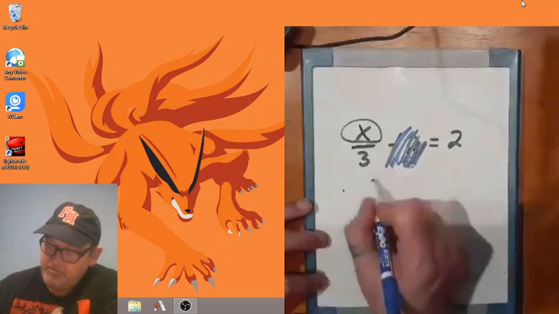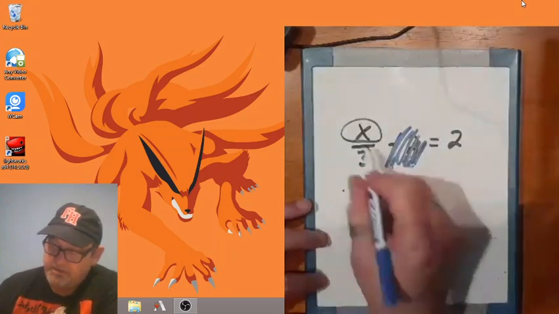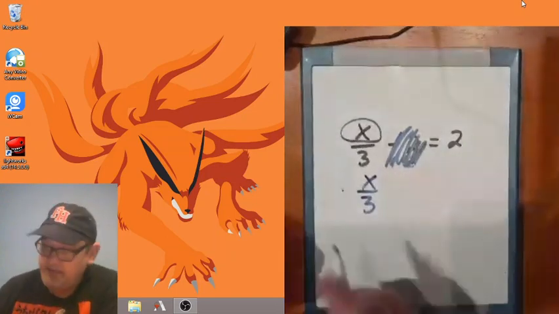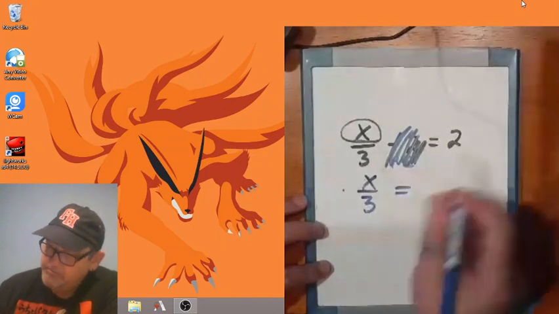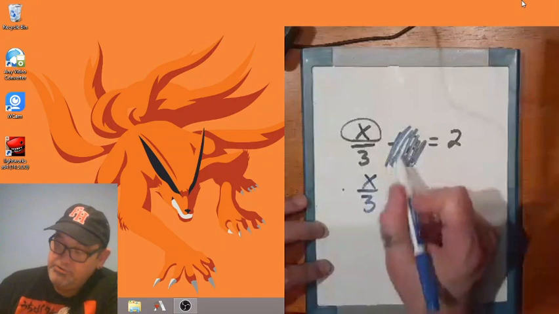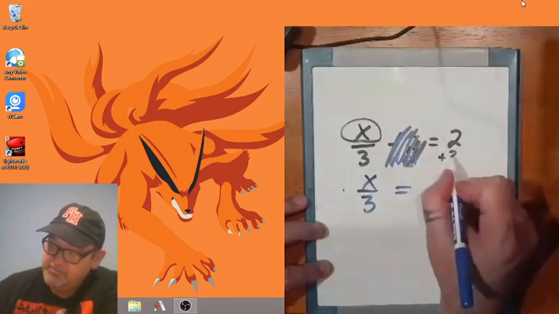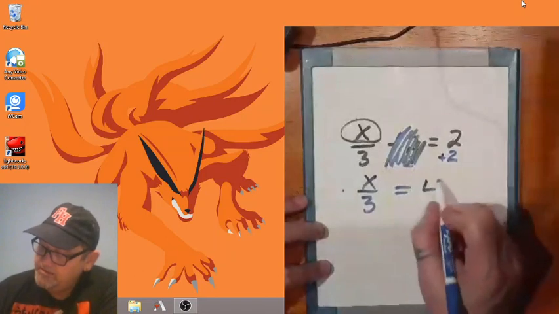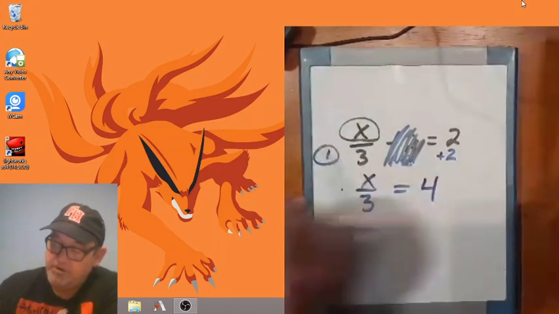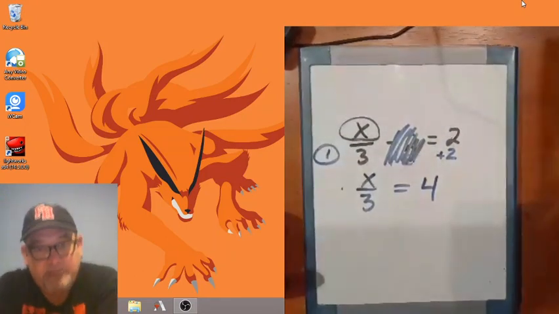X divided by 3, I haven't done anything with that yet, so I'm just going to bring that down because it stays the same. This is canceled out. My equal sign can come down. Now I added 2 on this side. I have to do the same on the other side of the equal sign. So 2 plus 2 equals 4. So there's step 1. I got rid of the add subtract part.